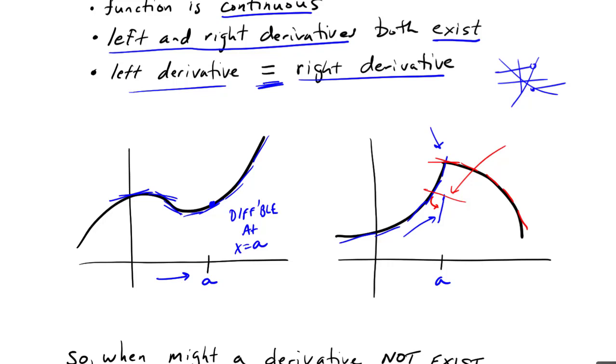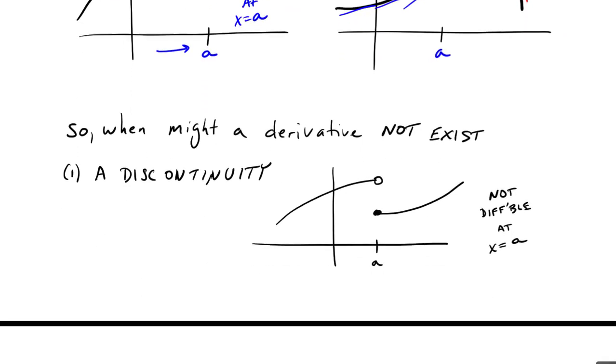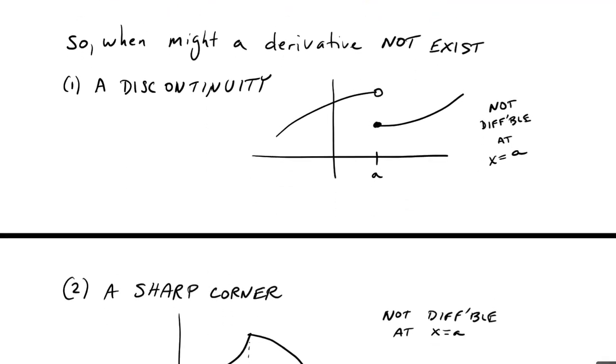Okay. Well, the nice thing is we basically have a bunch of things to look for to determine when a derivative might not exist. And we can list them, really. So when might a derivative not exist? Well, first, we said it has to be continuous. So if you have a discontinuity, then we're done. It can't be differentiable. Okay, so this is not differentiable at A because we obviously have this discontinuity there. That's it.